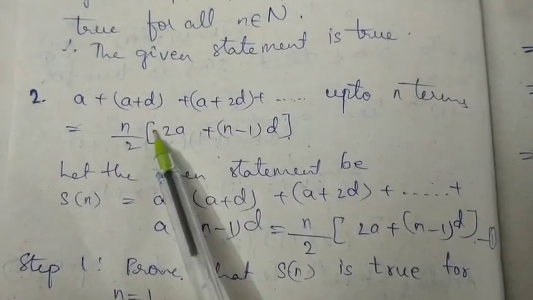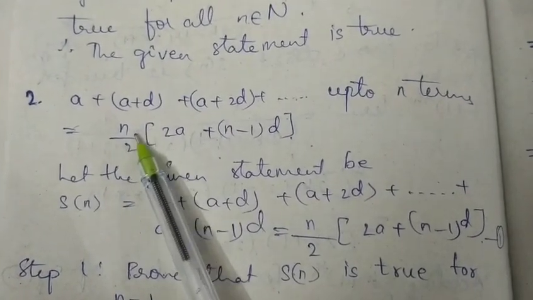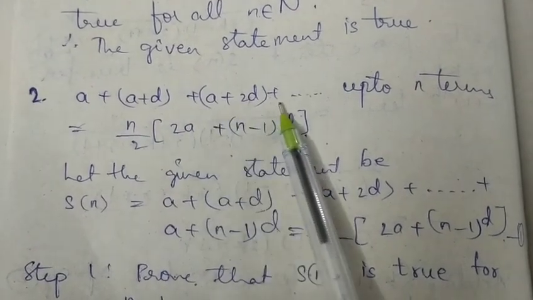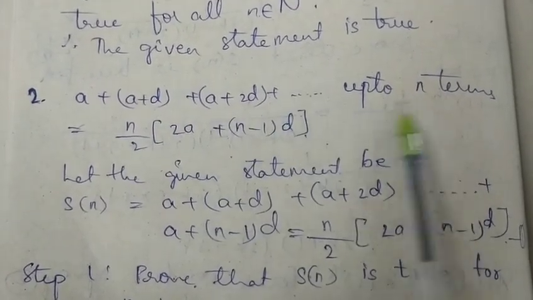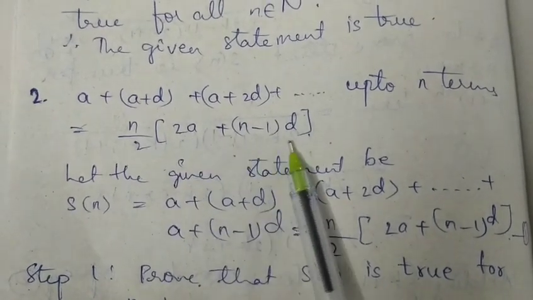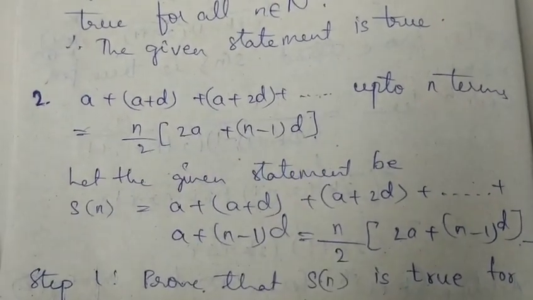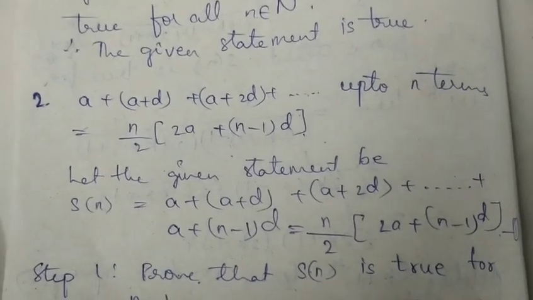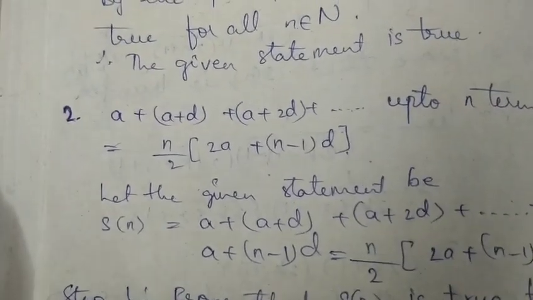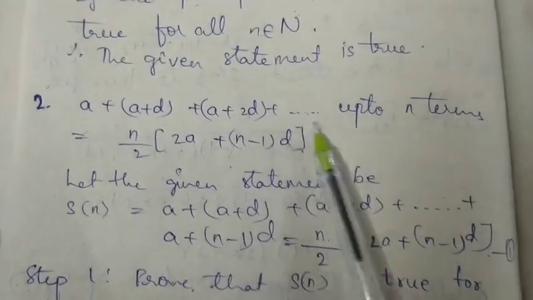Let's see another problem based on mathematical induction, that is a plus d plus a plus 2d plus so on up to n terms is equal to n by 2 into 2a plus n minus 1 into d. This question is a bit familiar to you because it represents the sum of the terms of the AP, arithmetic progression, right?